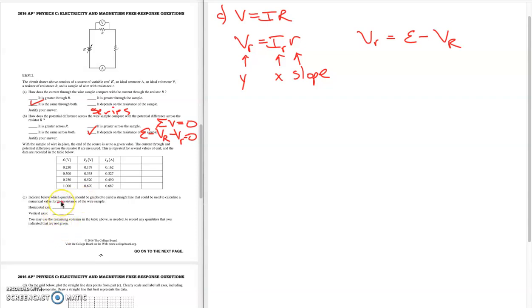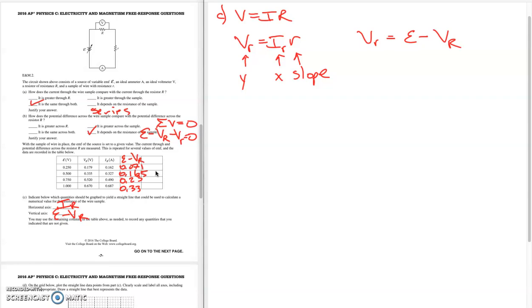The horizontal axis is just the current. For the vertical axis, we're going to subtract the two voltages we have, and the leftover voltage is the voltage drop across our wire sample. So you pull out your calculator and subtract, and for this column, which I'm going to label E minus V sub R, we get 0.071, 0.165, 0.23, and 0.33. This last column we don't need to use.